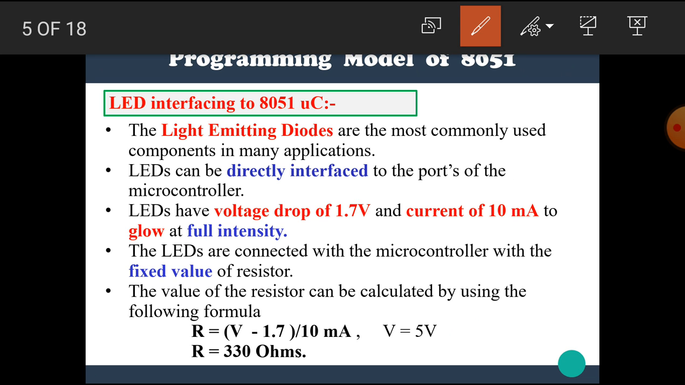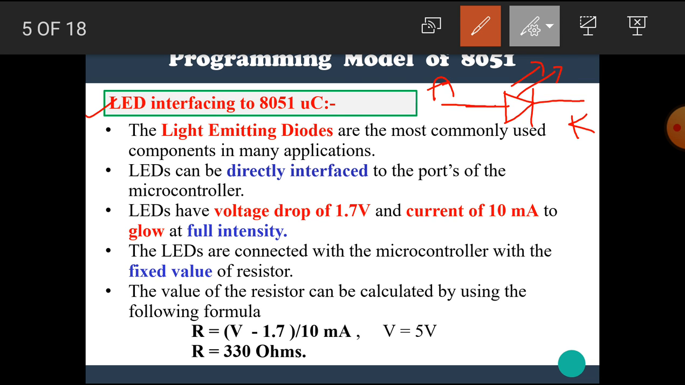Now, in this video, we are going to see the various electronic component interfacing with the 8051 microcontroller. In that, first of all, we are going to see the LED interfacing to the 8051 microcontroller. We know that LED stands for light emitting diode and it is a normal PN junction diode. When it gets forward biased, it emits light, hence it is named the light emitting diode, and it has two terminals, anode and cathode.